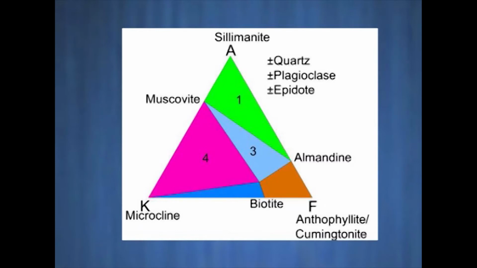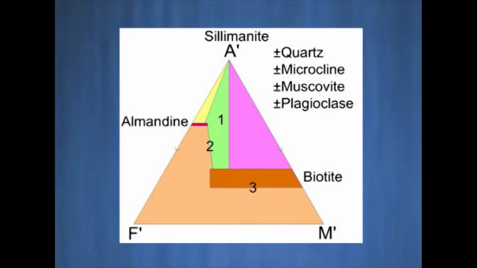The assemblages: One is sillimanite, almandine plus or minus muscovite plus or minus microcline plus or minus plagioclase plus or minus quartz, also known as sillimanite almandine gneiss. Second is sillimanite plus or minus almandine plus or minus biotite plus or minus muscovite plus or minus microcline plus or minus plagioclase plus or minus quartz, also known as sillimanite almandine biotite gneiss.